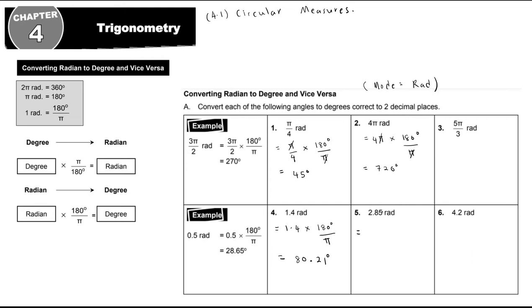And then one more, 2.85 radian. So 2.85 multiplied by 180 over pi, and make sure your calculator is in radian mode. Then you calculate 2.85 multiplied by 180 degree over pi. You should get 163.29 degree.